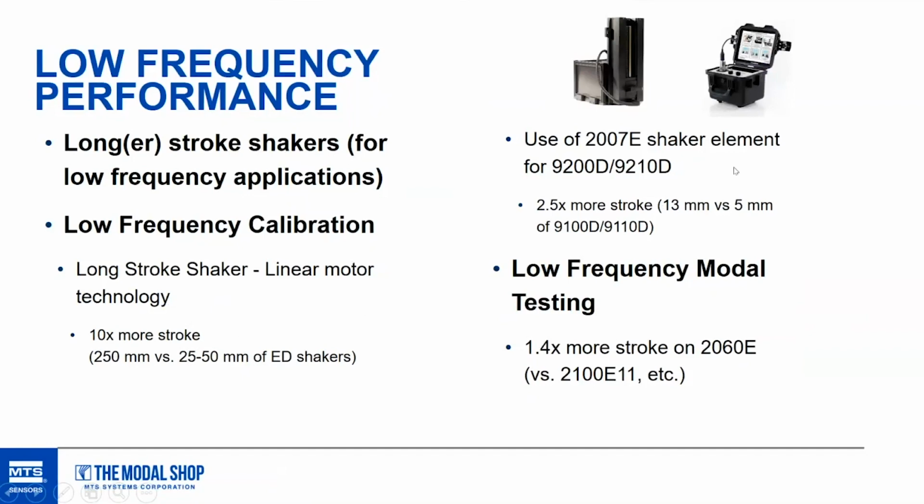With a flexure-based shaker, we can also optimize the displacement, like we mentioned before, using that cross suspension design, and we can typically do up to 13 millimeters with a small size shaker versus the typical 5 millimeters that you find on shakers that are about the same size. In modal testing and low frequency, that's also interesting. We were able to get 40% more stroke in one of the modal shakers that we offer compared to other traditional modal shakers that have been out there for some time.